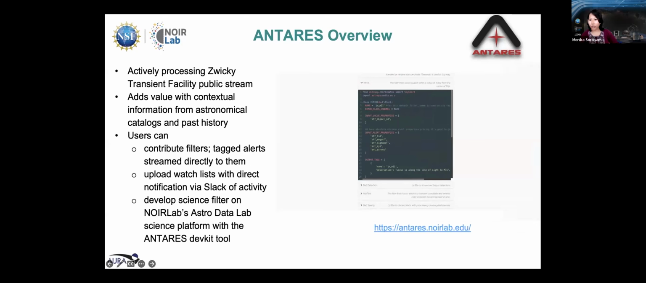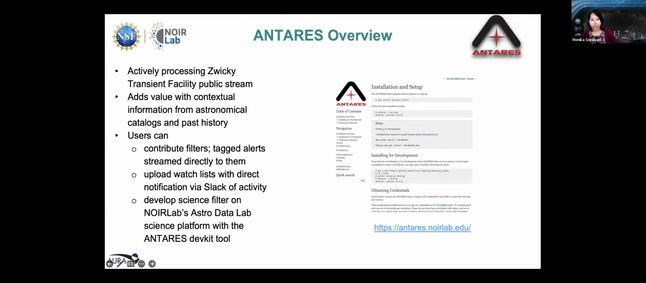ANTARES also offers various other functionalities. For instance, users can develop science filters using a dev kit that we have made available on the NOIRLab Astro Data Lab science platform. Once the user is happy with the filter, they can submit it to ANTARES and run it in real time. One can also monitor interesting objects with direct notification sent on Slack of any alert hit.